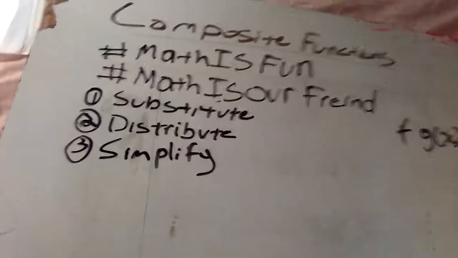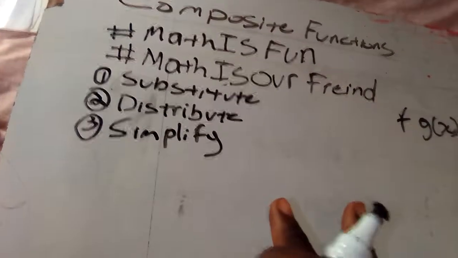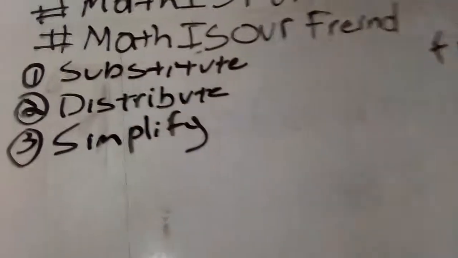Now when we say simplify, you mean group like terms together and add where you can add, or subtract where you can subtract. So these are the three main things that you do when you solve composite functions.